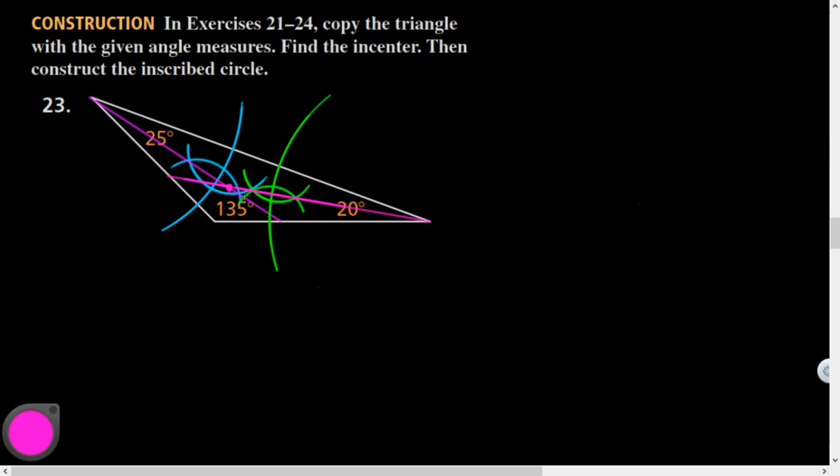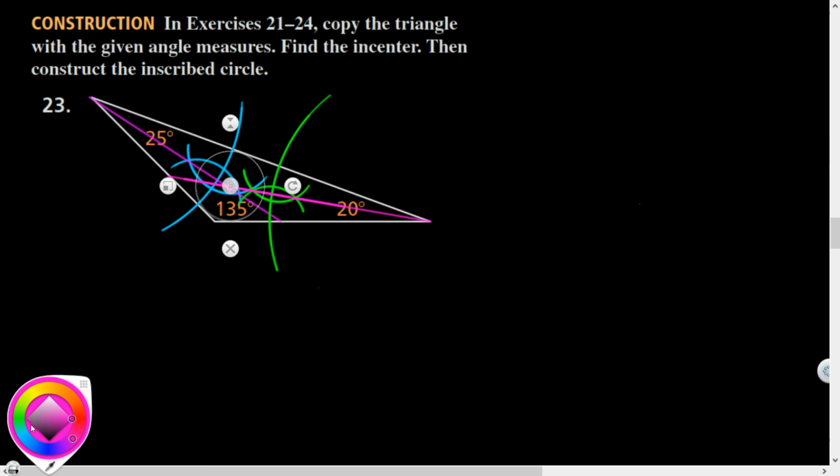So here's my point, my incenter, which is what we were doing. And now from there, what do I expect the incenter to be? What special quality did it have? It is the center of the inscribed circle. It is equidistant from all 3 sides of our triangle. Let's see, what's a good color for this? I guess yellow is fine.